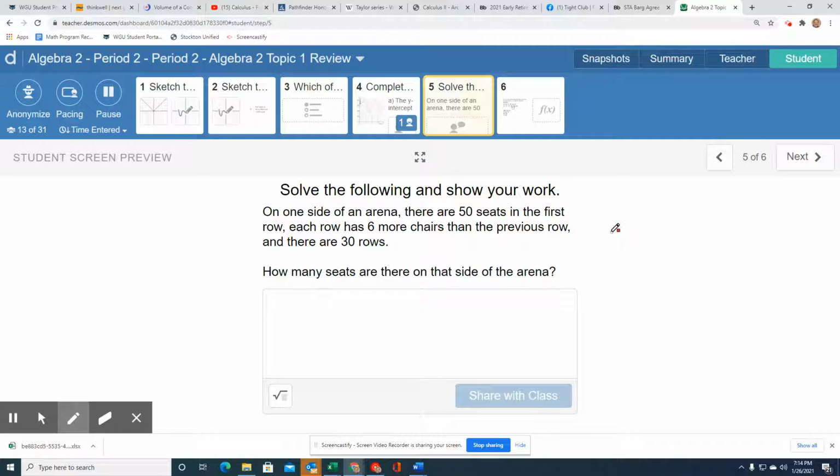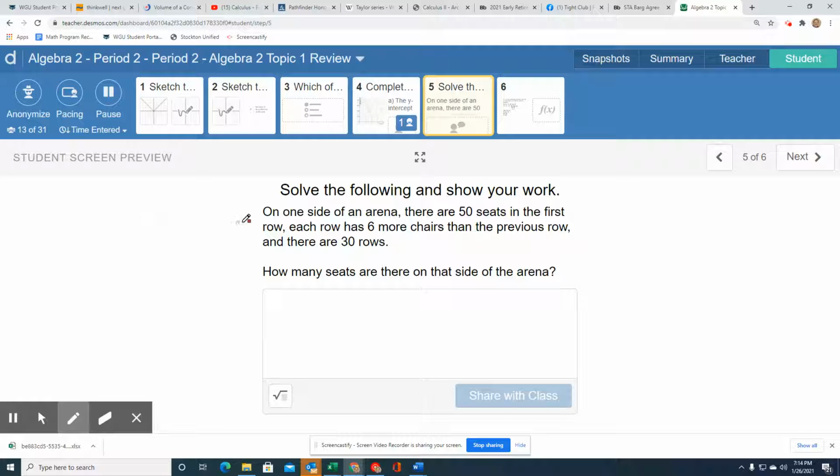So, as we were talking about today, we have the problem where we have one side of an arena. There are 50 seats in the first row, and each row after that has 6 chairs more than the previous row, and there are 30 total rows. How many chairs are on that side of the arena?